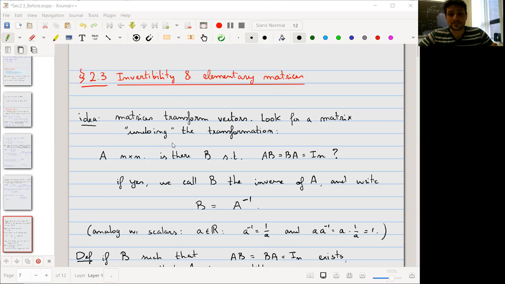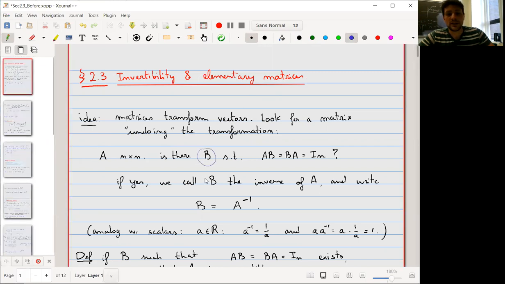More formally, what we would like to find, given a certain matrix A, is another matrix B that undoes what A did. In other words, if I transform a vector with A, and then I apply B to the result, I get back the initial vector. In other words, their product is the identity matrix. We don't want to just do it in one sense, but we would like that also if I transform a vector with B, and then I transform the result with A, I get back the initial vector.